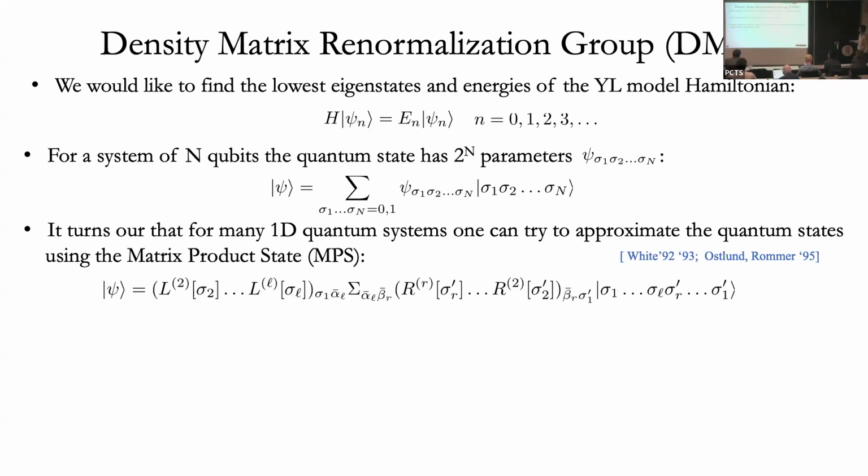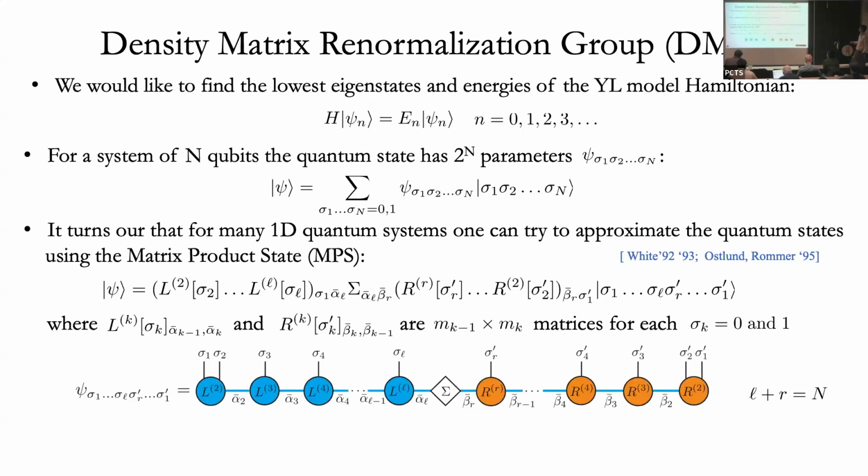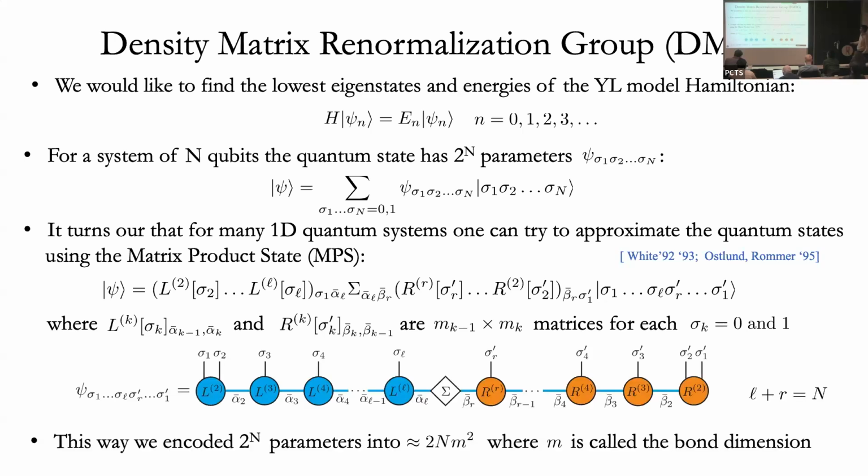So the wave function, the wave state, is approximated by the product of matrices, which are called MPS matrices. They're these matrices L and R, and they have roughly m by m size. Basically, you approximate the 2 to the n parameters by a polynomial number of parameters in n and m squared. And this approximation works extremely well in this one-dimensional quantum model because it is sensitive to entanglement.